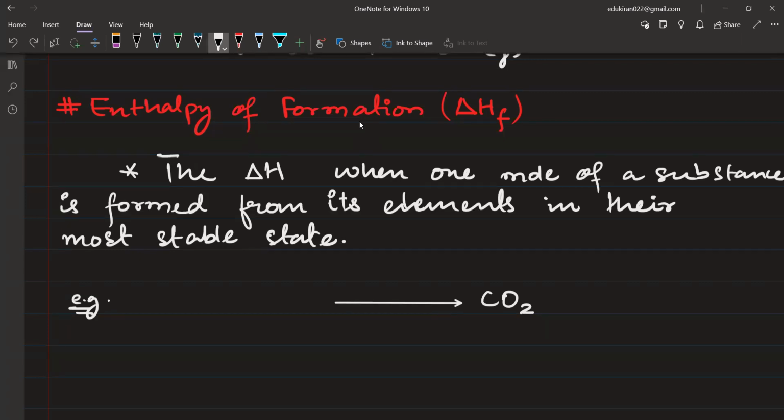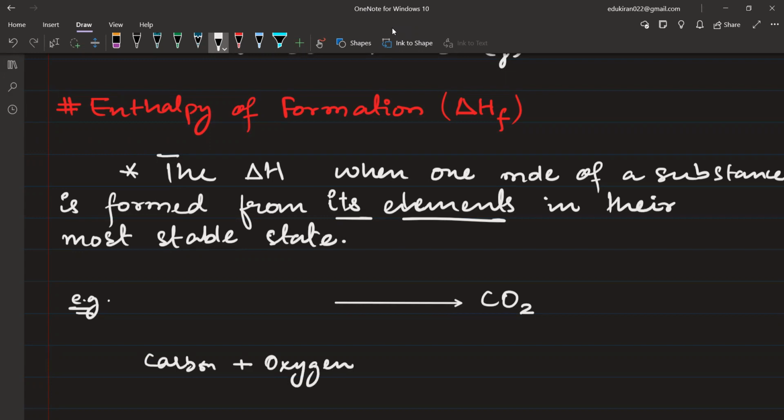from its element. What are the element of carbon dioxide? Tell me. Carbon dioxide is made up of what elements? Carbon and oxygen. Very good. Carbon and oxygen.